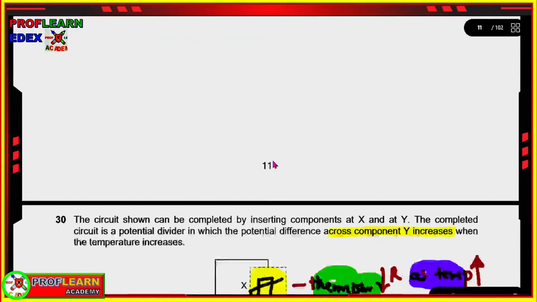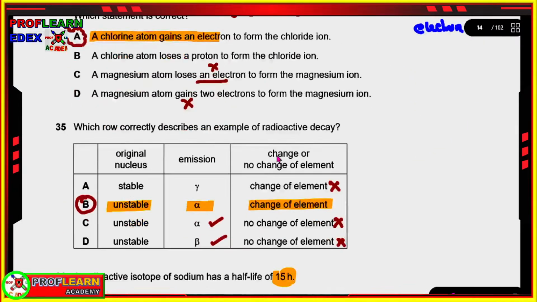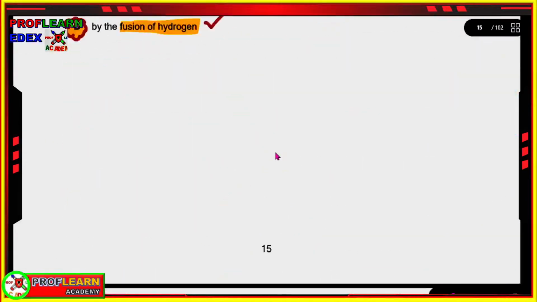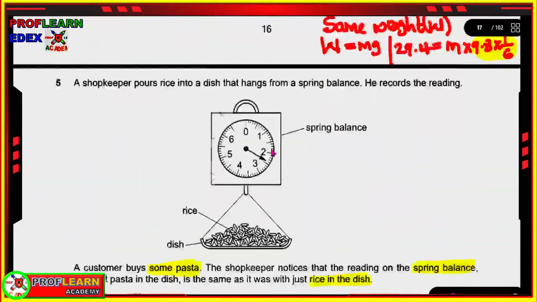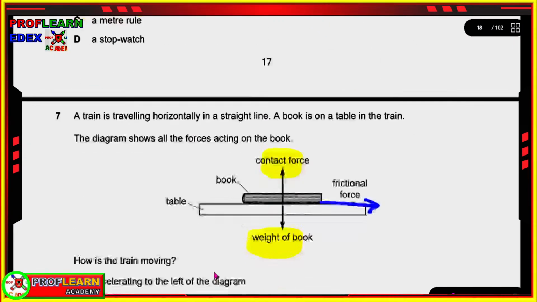And we started by looking at this section here, where we were asked which apparatus the student needs, and what you were supposed to remember is that density is equal to mass over volume. Since the measuring cylinder measures volume, we need a balance in order to measure the mass.